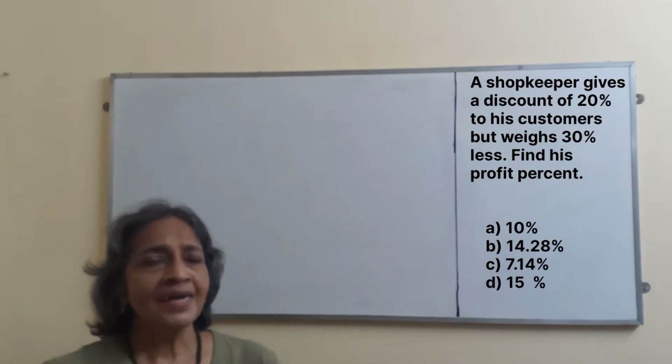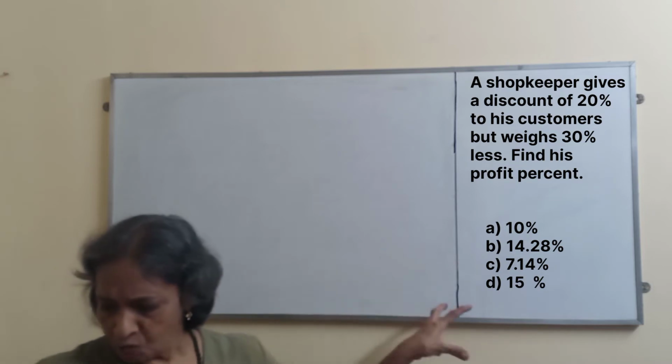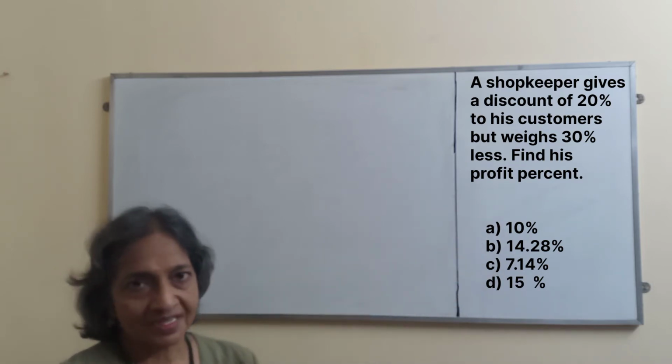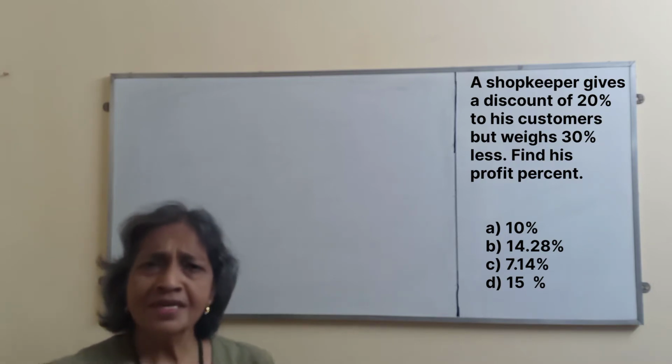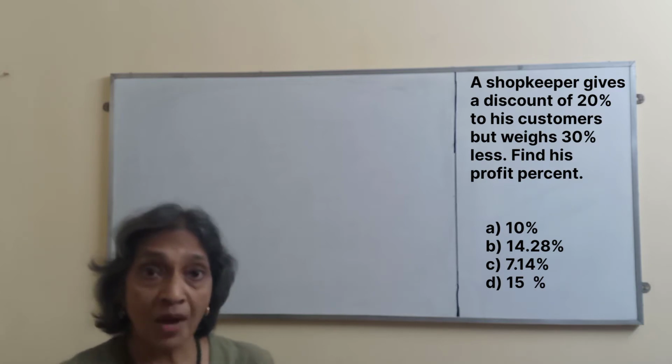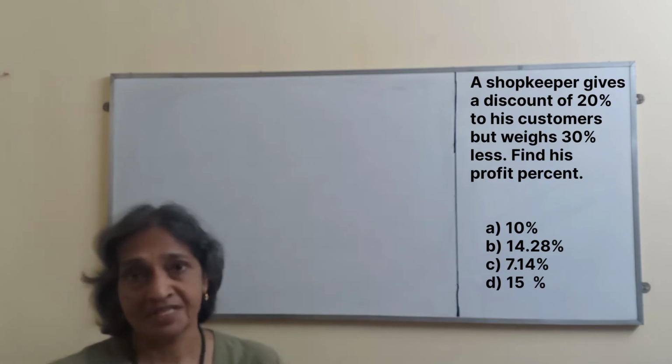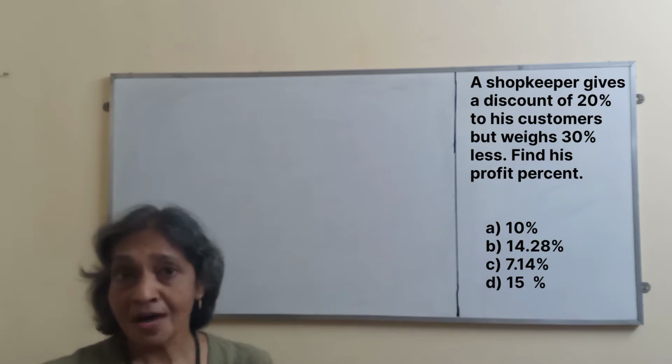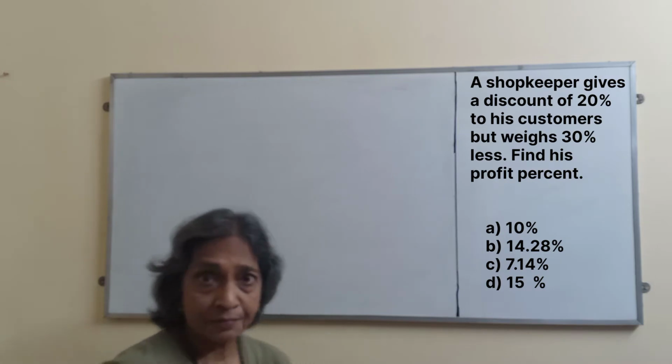Alright, our next sum is here. A shopkeeper gives a discount of 20% to his customers. Okay? So, giving a discount of 20%, fine, the customer is happy. But what he does is, he cheats with 30% while weighing. So now what happens is, he makes a profit. So let us see what is the profit percent.